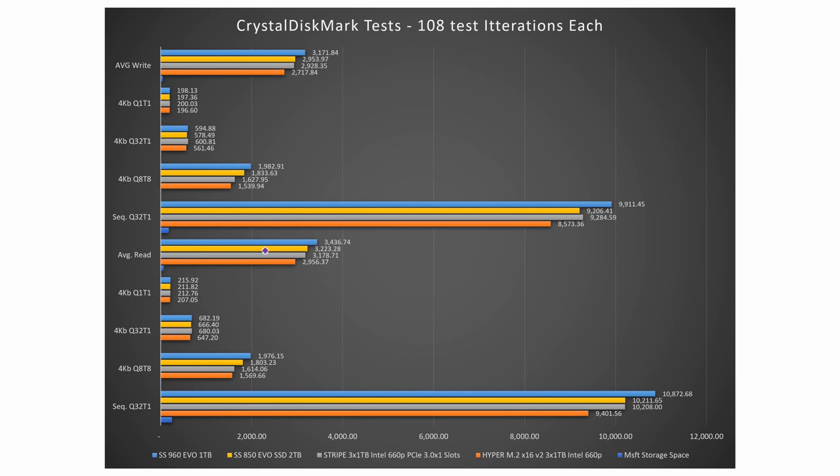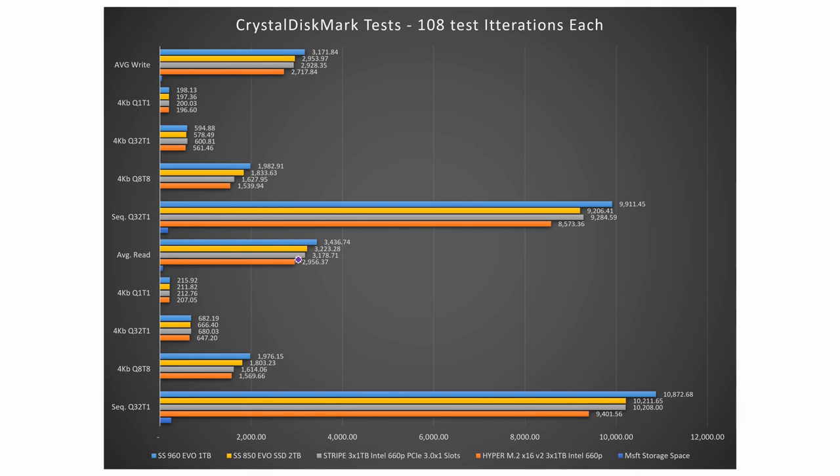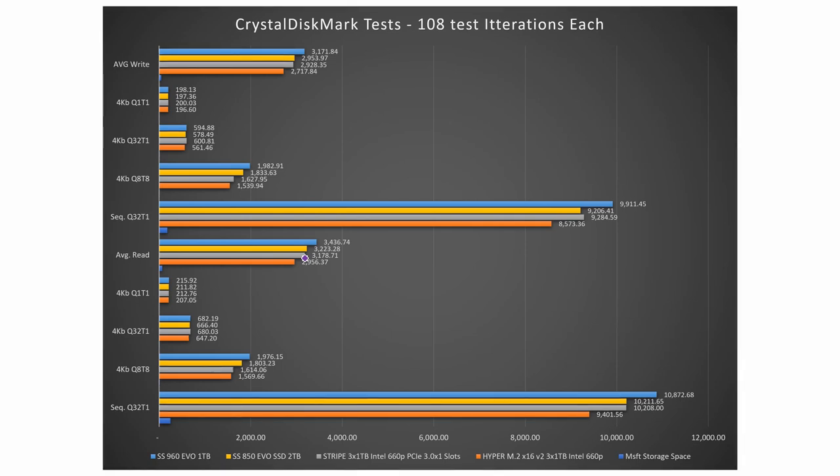If we look at the read results, the trend is the same. The single Samsung 960 Evo NVMe comes in at 3.4 gigabytes a second read. The SSD comes in at 3.2, and the three NVMe's in RAID 0 on the X1 slots come in at almost 3.2, materially the same. And certainly on a value basis, if you're using it for scratch and not long-term storage and you're not concerned about RAID 0, then this would be a good value way to get 3 terabytes of fast NVMe storage.